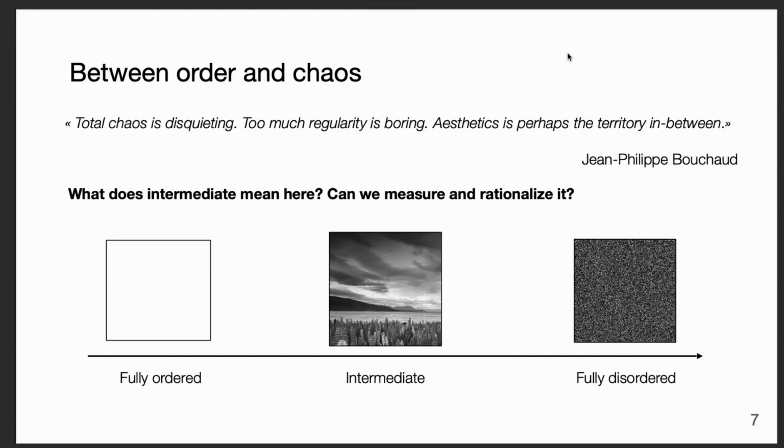There is nothing new about these concepts because this is something that has been discussed many times in the past. But what we are interested in here is, what does this territory in between mean? Can we actually rationalize this intermediate? And this is what physicists try to do, rationalize the world, and we're trying to put some quantitative approach into that concept.